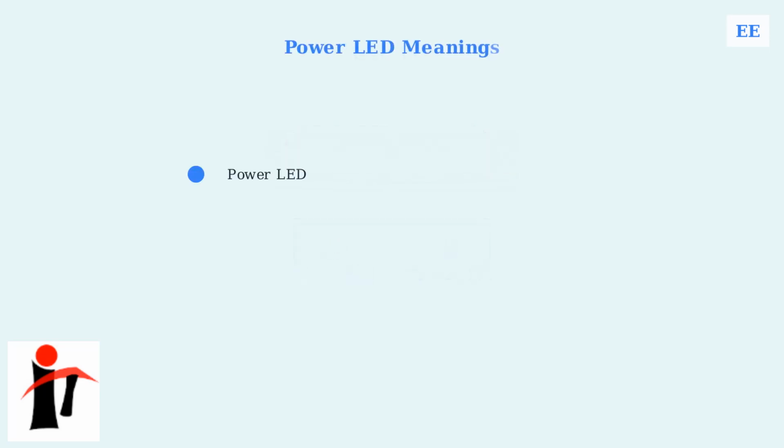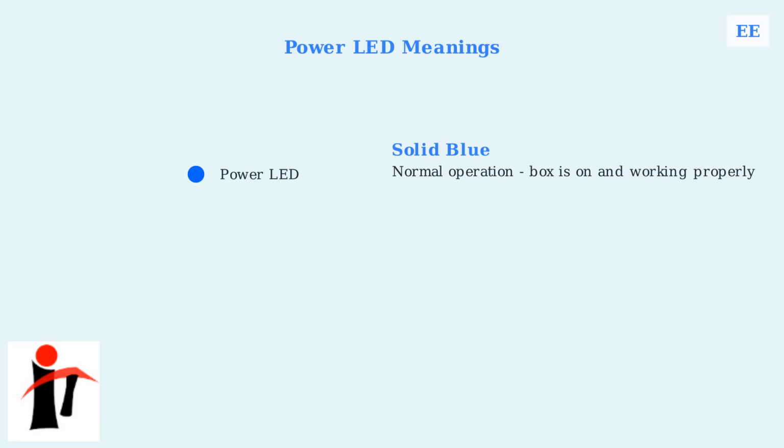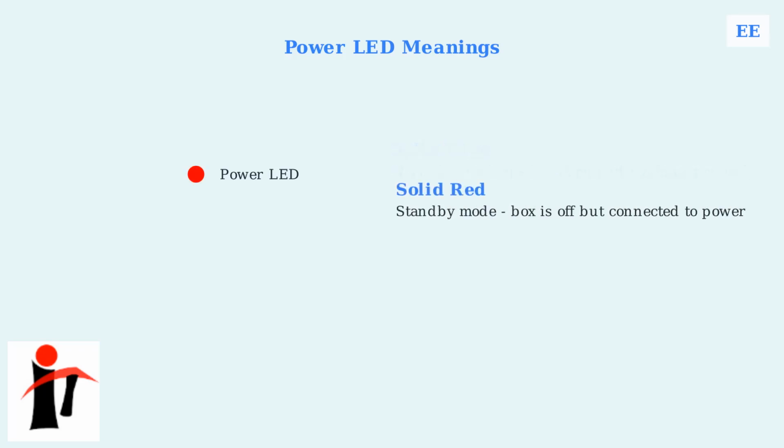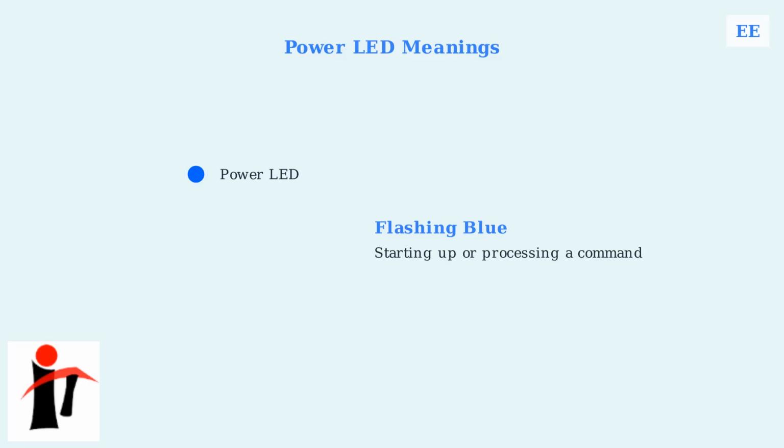Let's start with the power LED. This indicator has several different states, each telling you something specific about your TV box's condition. Solid blue means normal operation, box is on and working properly. Solid red means standby mode, box is off but connected to power. Flashing blue means starting up or processing a command.